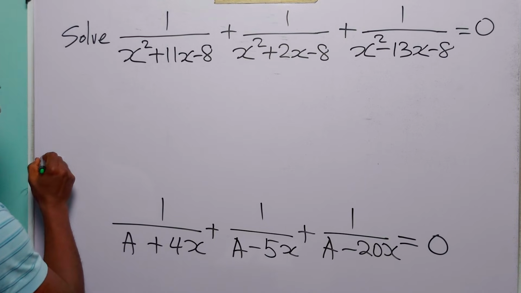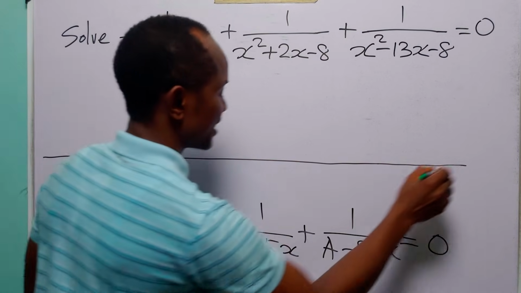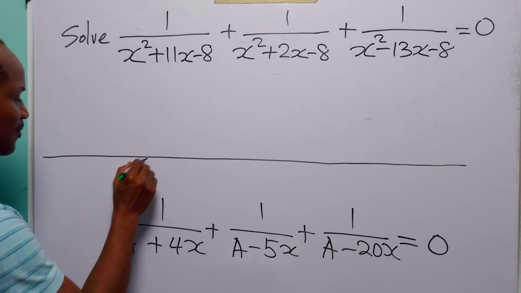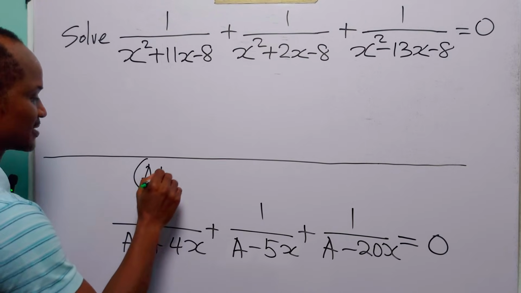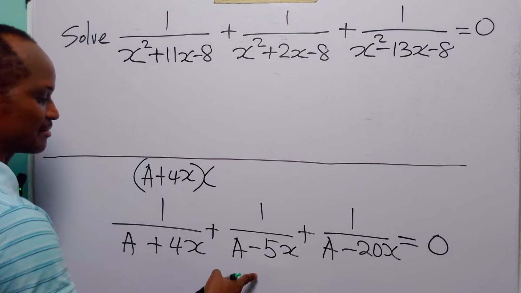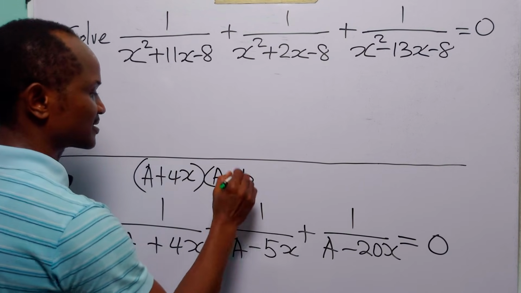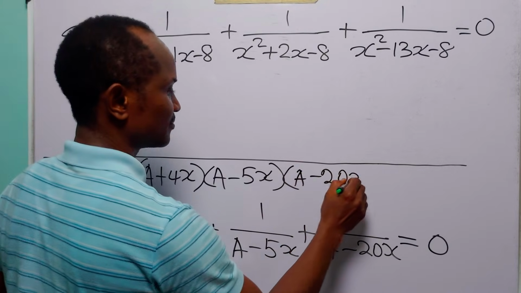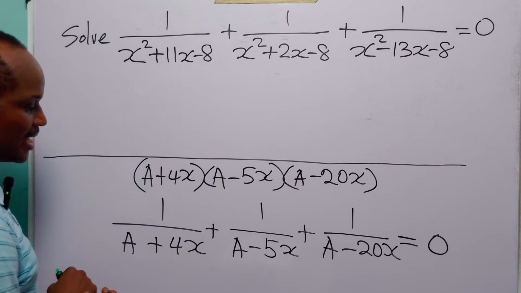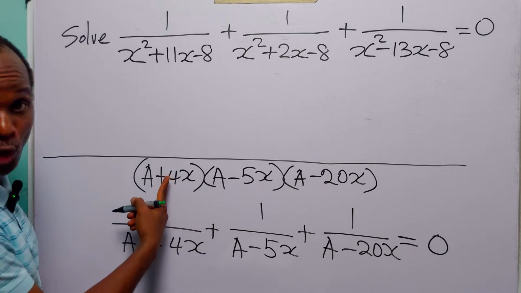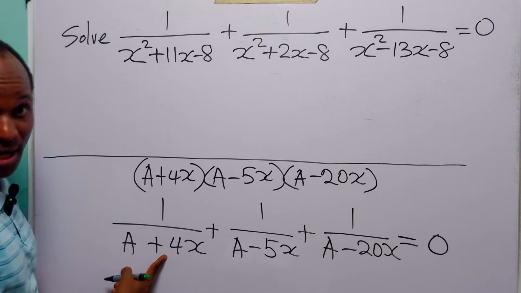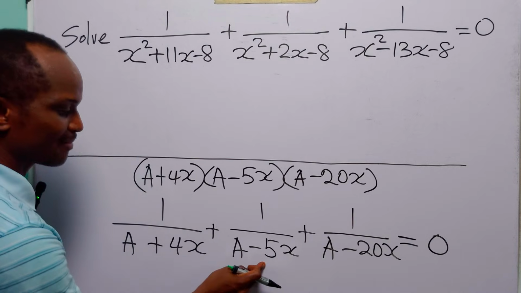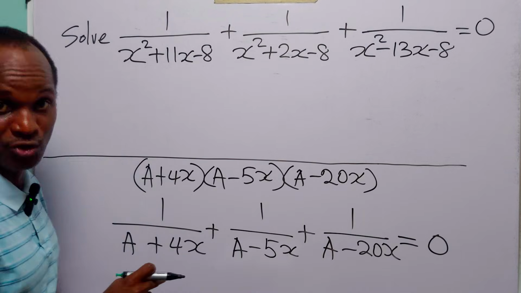Now, the next step is to combine these three fractions into one single unit. And to do that, we need to find the LCM of these denominators, which is actually equal to a plus 4x times a minus 5x times a minus 20x. Now, when we divide this product by a plus 4x, what we get is this times that. That is a minus 5x times a minus 20x.